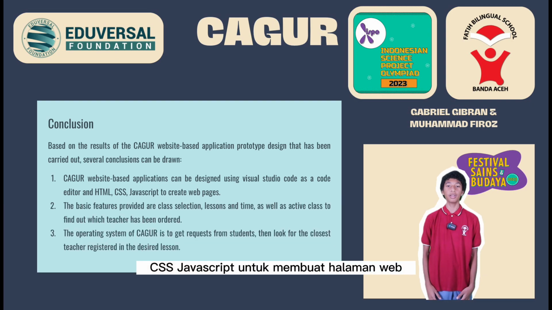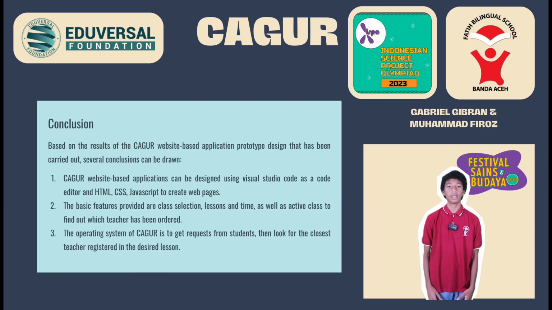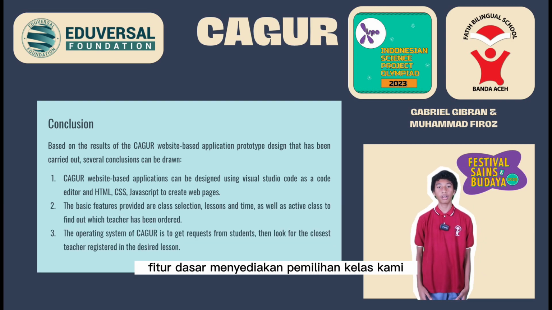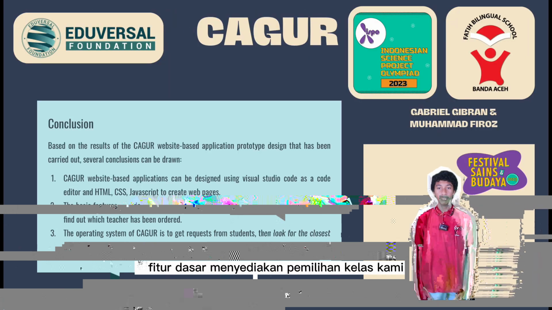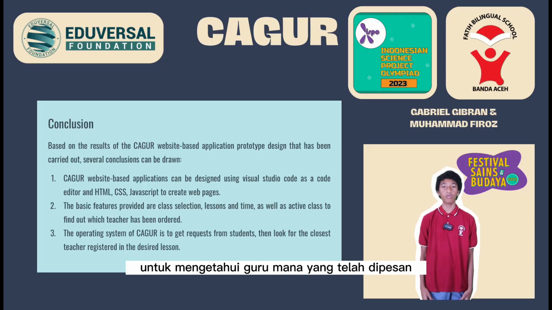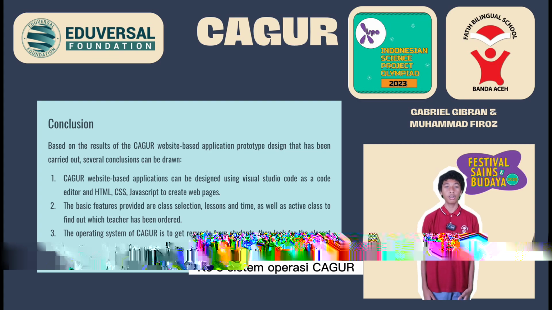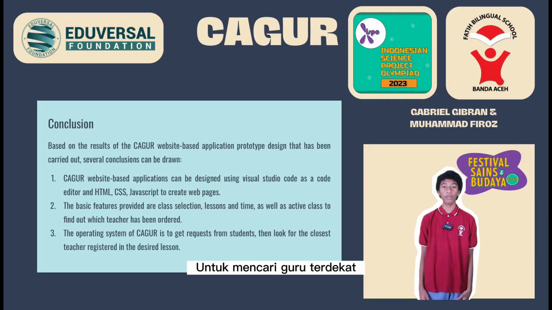Can be designed using the code editor, CSS, and JavaScript to create a web page. Second, the basic features provided are class selection, lesson, and time, as well as active class to find out which has been ordered. Third, the operating system of Cagur is to get requests from students, then look for the closest teacher registered in the designed class.